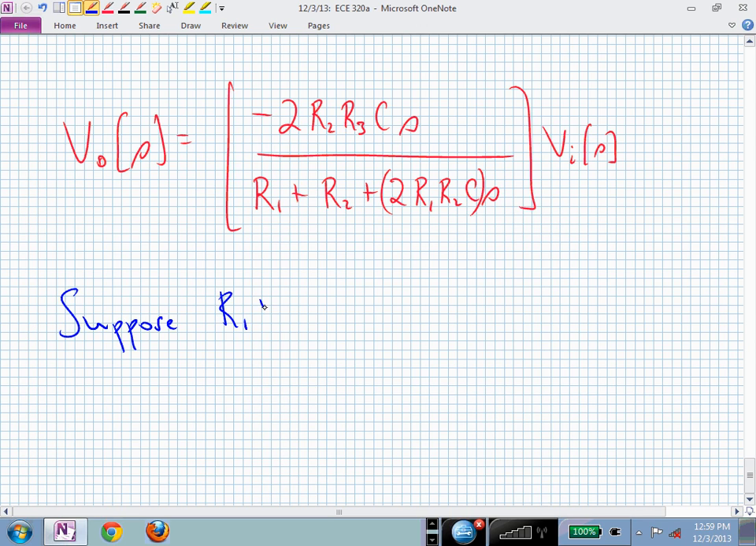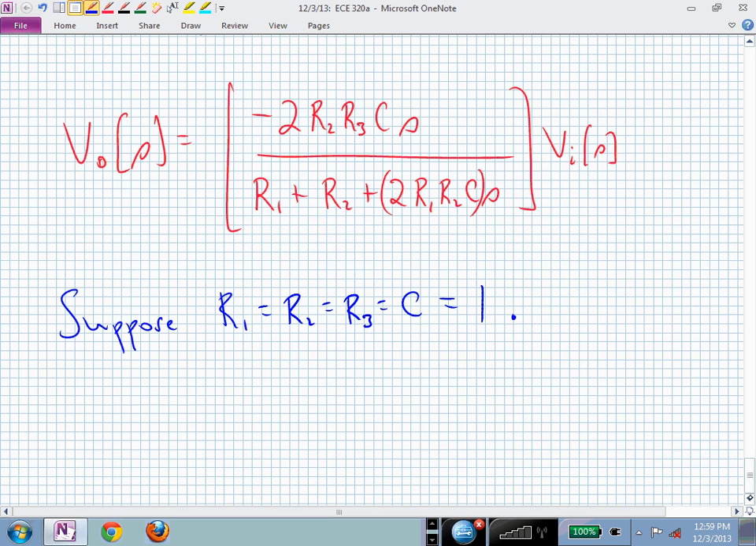Suppose I go ahead and let all of these parameters be the same numerical value. R1 equal R2 equal R3 is equal to C. So I'm abusing the units, but I want the number. Let me just make them all 1. So that now upstairs I have minus 2S. Downstairs I have a couple of 1s that I will add. That will give me 2 plus 2S.